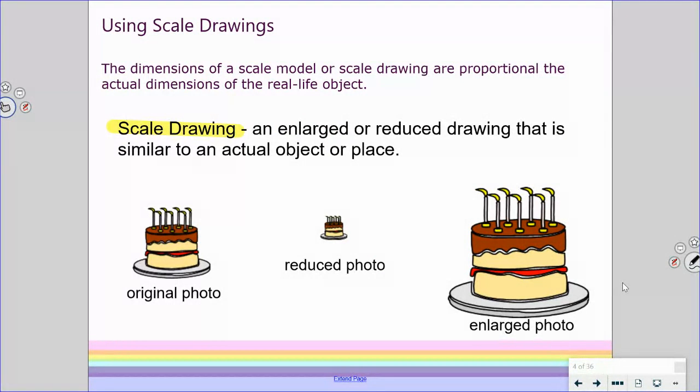Scale drawings: the dimensions of a scale model or scale drawing are always going to be proportional to the actual dimensions of the real life object. Now, a scale drawing could be enlarged or it could be reduced depending on that scale factor. Of course, we have two examples here, the reduced photo of the cake and the enlarged photo of the cake. If you do a scale factor of 1:1, naturally that would not change anything. So generally, we don't have scale factors that are 1:1.